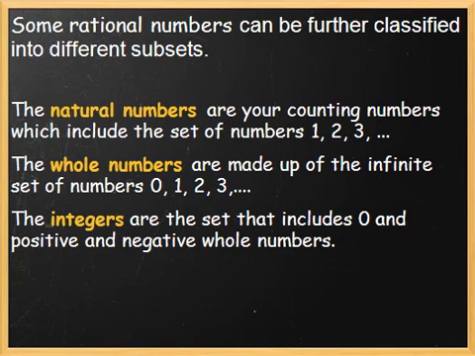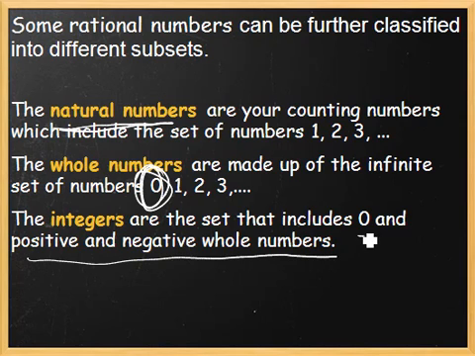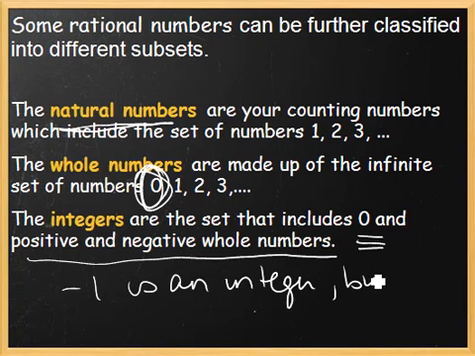Again, we can look at our set of natural numbers, which are really just our counting numbers like 1, 2, 3, 4, and 5. Our whole numbers are made up of the infinite set of those natural numbers plus the number 0. Therefore, all natural numbers are whole numbers. But there is one whole number, namely 0, that's not a natural number. The integers are our positive and negative whole numbers, including 0. Therefore, -1 is an integer, but it is not a whole number.